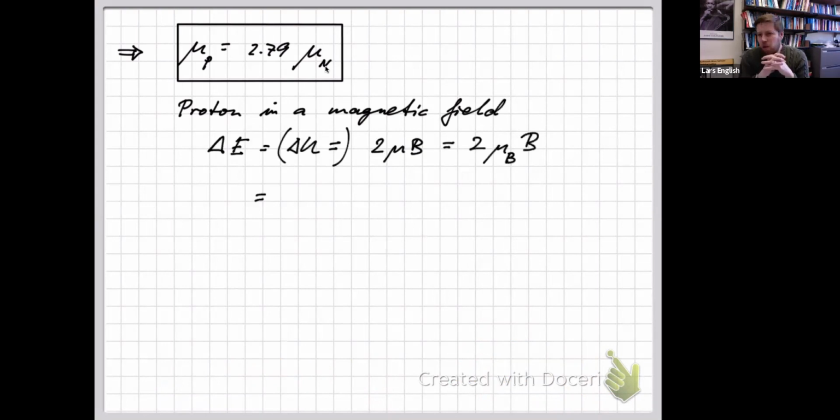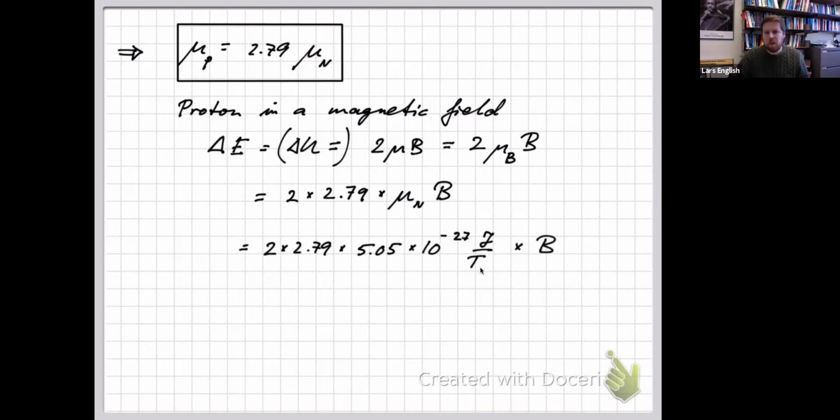Let's estimate a proton in a magnetic field. It's a little dipole. We know now what the dipole moment of that little dipole is. We would like to know the energy difference between that proton aligning itself with an external magnetic field versus anti-aligning itself. We said the difference is 2 mu B, and now we can plug in what we know for mu. We get this formula: 2 times 2.79 times the nuclear magneton times B.